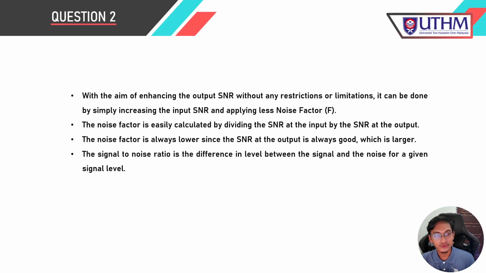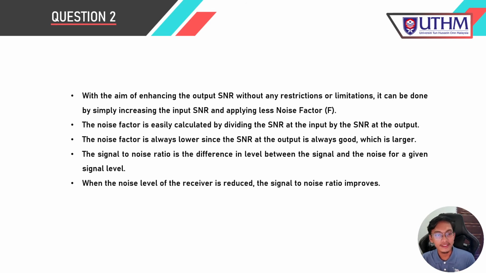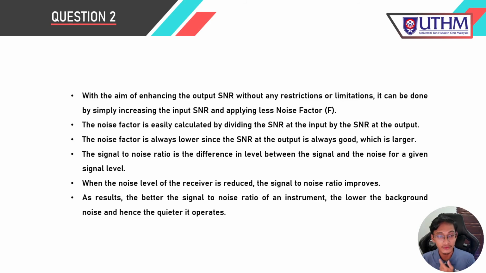Then the signal to noise ratio is the difference in level between signal and noise for a given signal level. When the noise level at the receiver is reduced, the signal to noise ratio improves. And then lastly, as a result, the better the signal to noise ratio of an instrument, the lower the background noise and hence the quieter it operates.